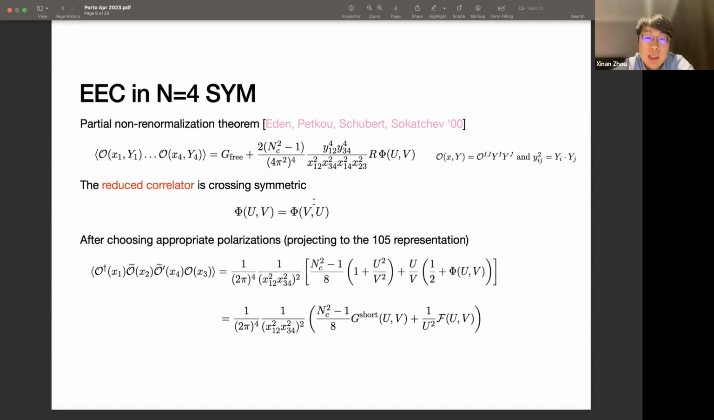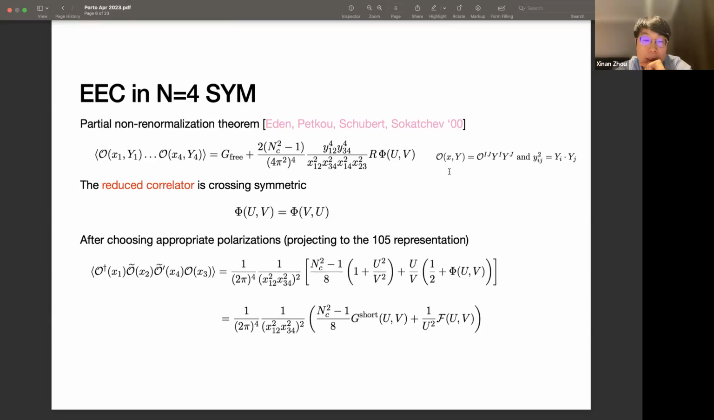Now, let me briefly remind you of the superconformal kinematics of such a 4-point function of the 20' operator. It has been known for a very long time that, because of superconformal symmetry, the function satisfies the so-called partial non-renormalization theorem. What that means is that you can split this 4-point function into two parts: the correlator in the free theory limit, where g is equal to 0, and another part which corresponds to quantum corrections. This quantum correction part is multiplied by a factor R, which is completely determined by superconformal symmetry, and there is another function Phi, which is called the reduced correlator.